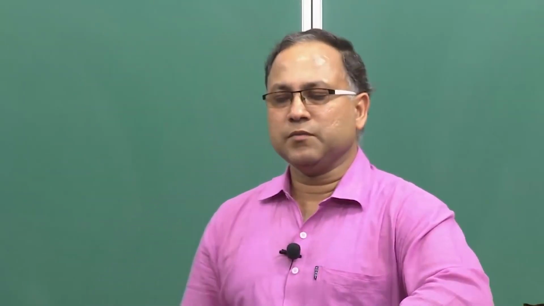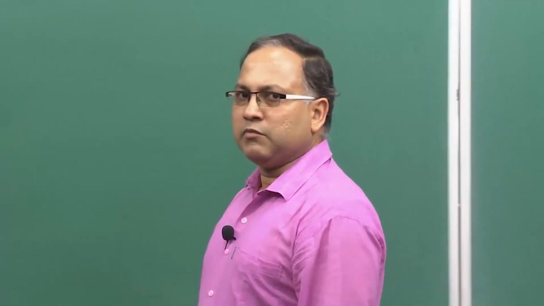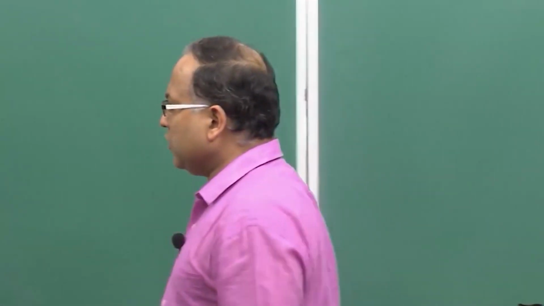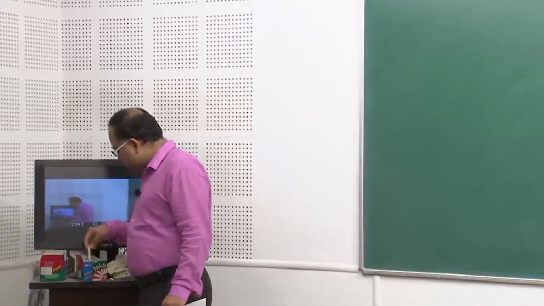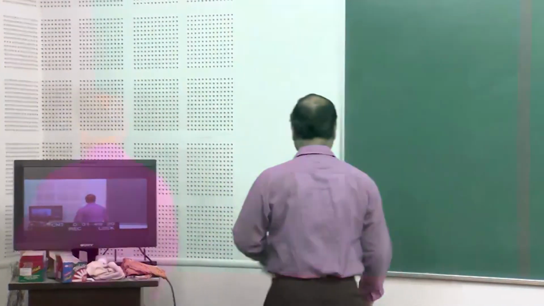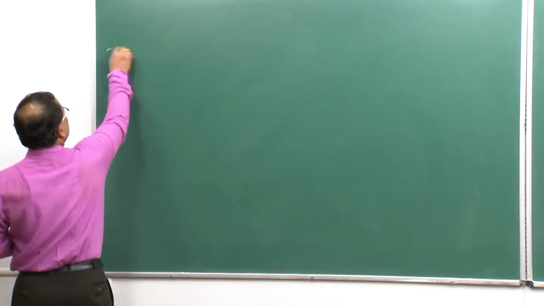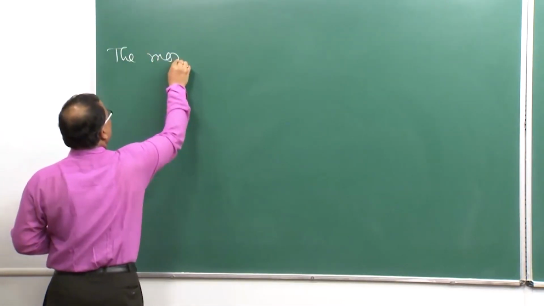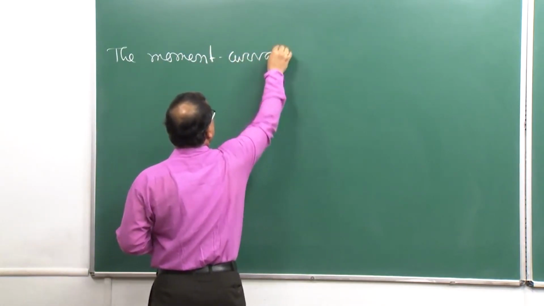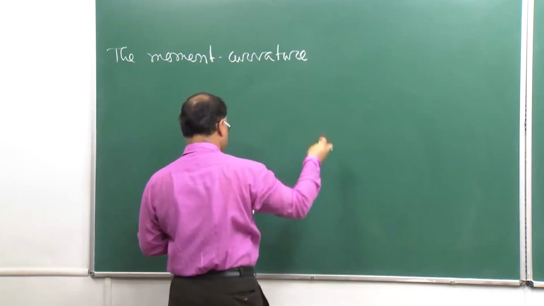So, that deflection can be estimated by establishing the relation between the moment and curvature. Now let us see how we can establish that relation by which we can find out the deflection in the beam due to bending. The moment curvature relation.